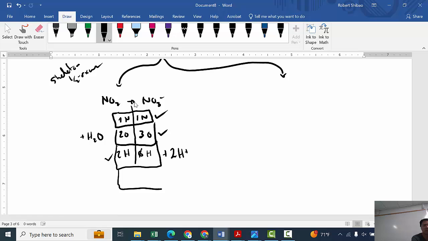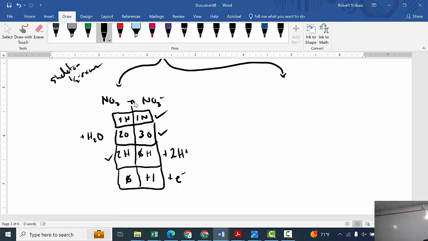And then finally, I balance the charge. So what I do is I sum up the charge on the left and right. NO2 is neutral, H2O is neutral, so I have zero charge on the left, and then NO3 has a negative charge, and then I have two H pluses. So -1 plus 2 gives me +1. And the way I balance it is by adding negatively charged electrons. So I'll need to add one electron.